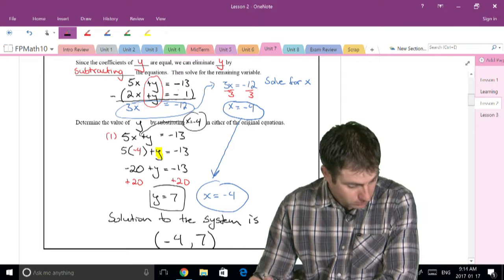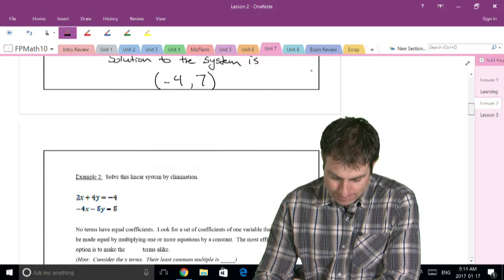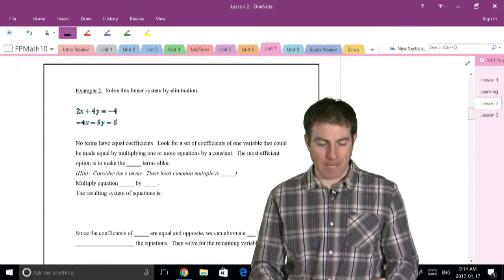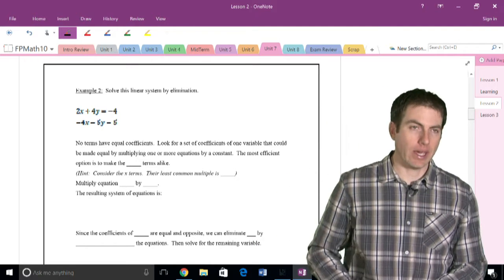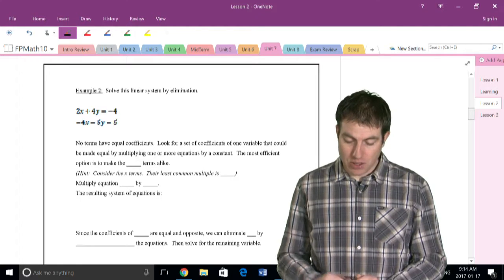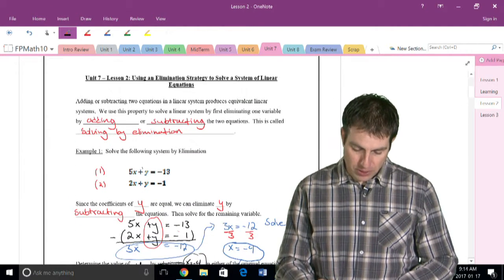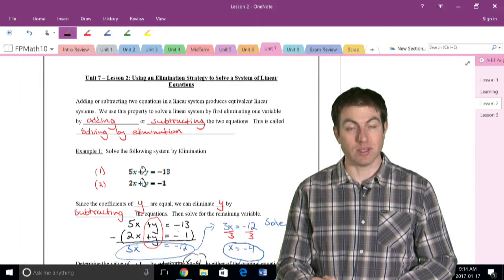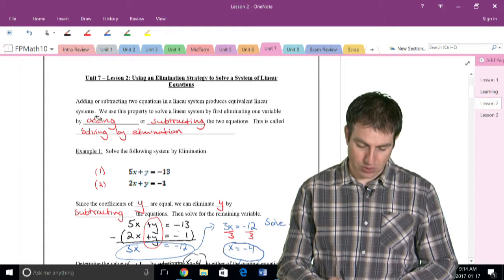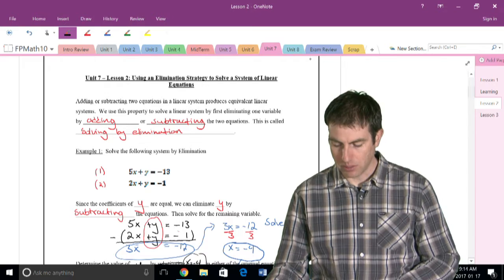All right. Let's look at another example. Solve this linear system by elimination. So again, we could probably graph these, but it asks for elimination. In the previous example, the coefficient in front of our y term was the same. In both equations, it was 1. So we just subtracted those two, and that eliminated the y. That's why it's called solving by elimination.